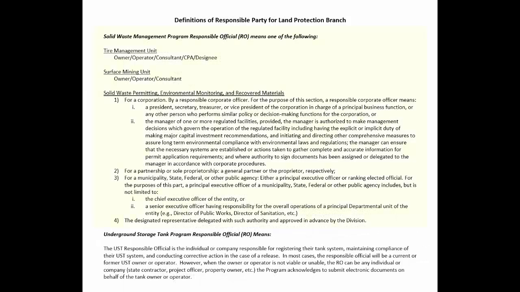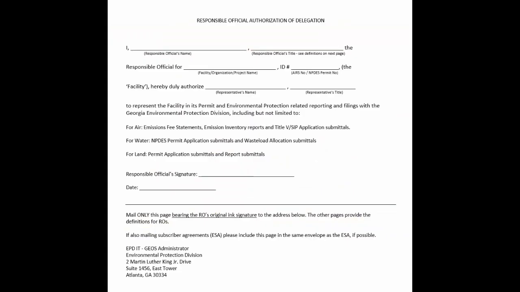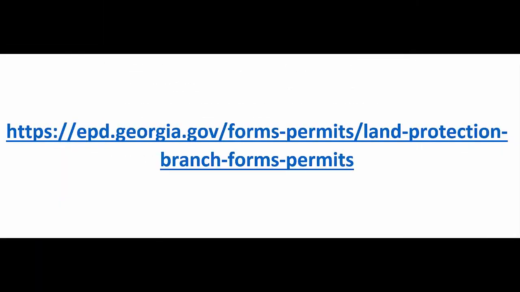Now let's look at some aspects of GEOS that are specifically related to the responsible official. If you qualify to be a solid waste responsible official according to the definition displayed here, which is found on the RO delegation form, you can submit reports for your facility. If you wish to delegate authority to another person, please submit an RO delegation form and mail it to the address at the bottom of the form. Currently, EPD is accepting scanned copies, but the hard copies need to be physically mailed in as well. The RO delegation form may be found here.